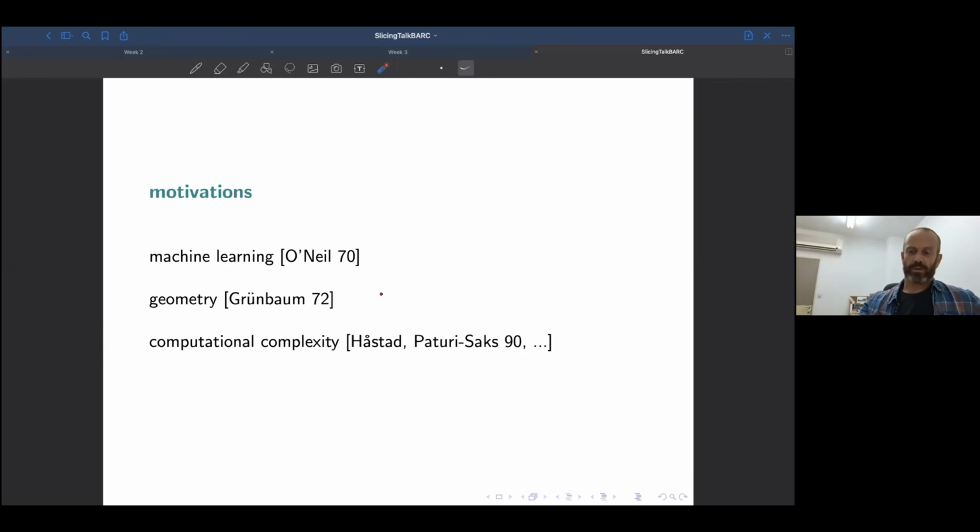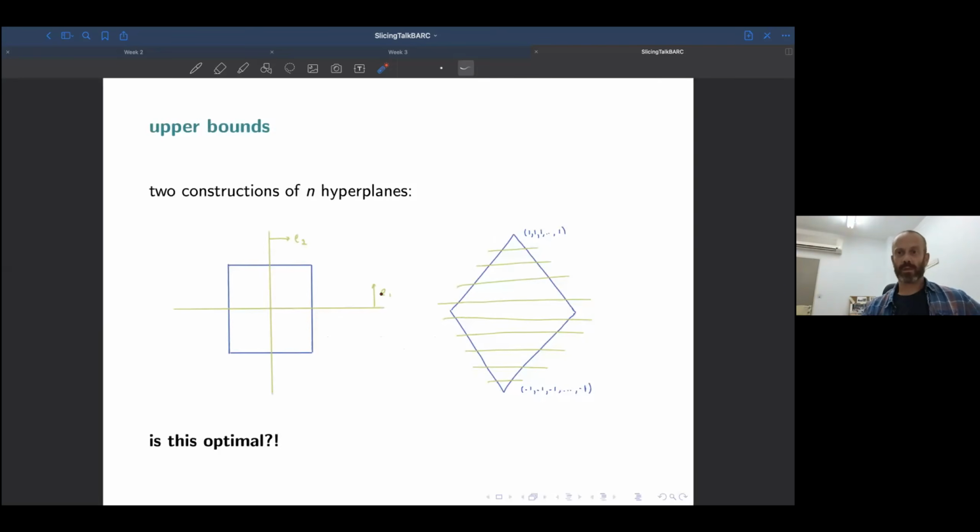So first I want to explain two constructions of families of hyperplanes that slice all the edges. There are two very different constructions. One construction, here on the left, is n hyperplanes where the normal vectors are the standard unit vectors. These are n orthogonal hyperplanes, and these n hyperplanes slice all edges. This is one construction. A second, very different construction is on the right-hand side.